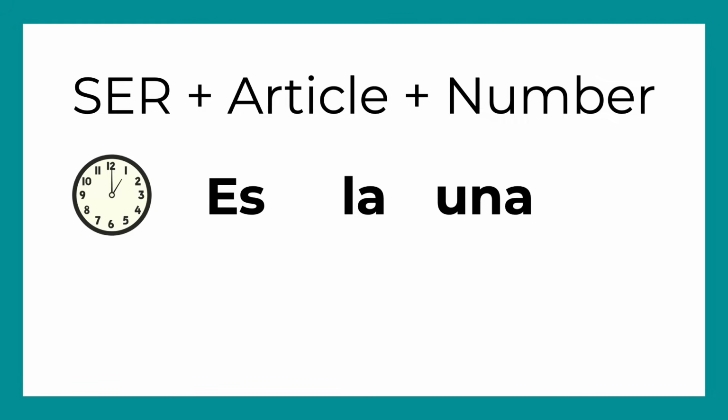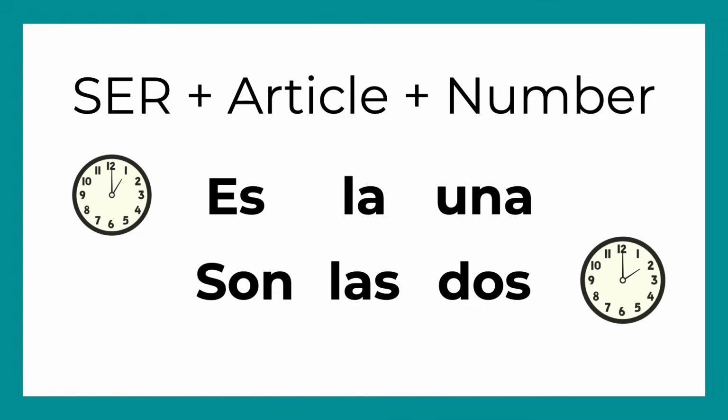For all the other numbers, we will use son, las, and the number, in this case, dos. Son las dos. It's 2 o'clock. So it's a pretty simple structure, but it works. Let's look at the hours from 1 to 12.